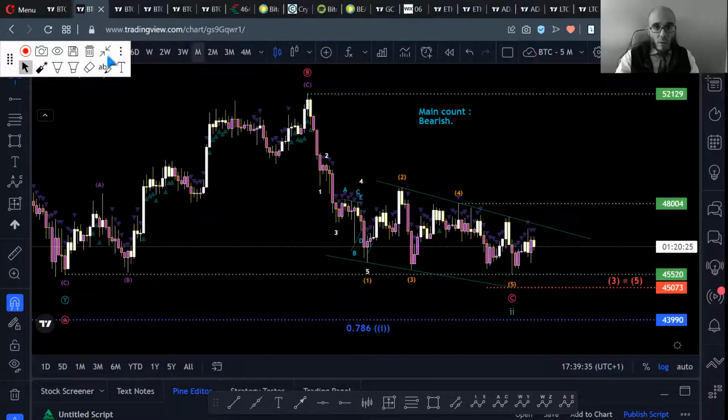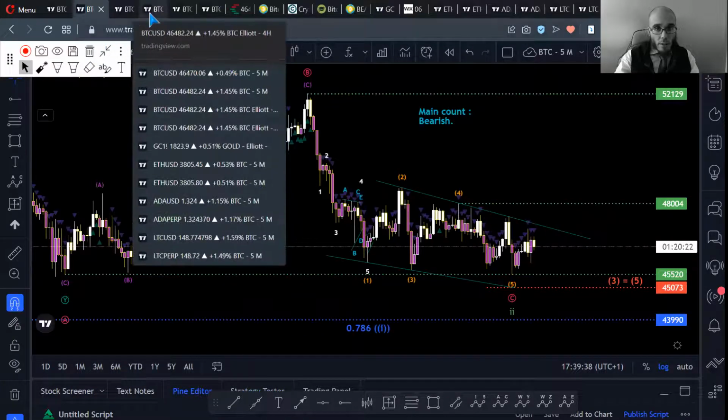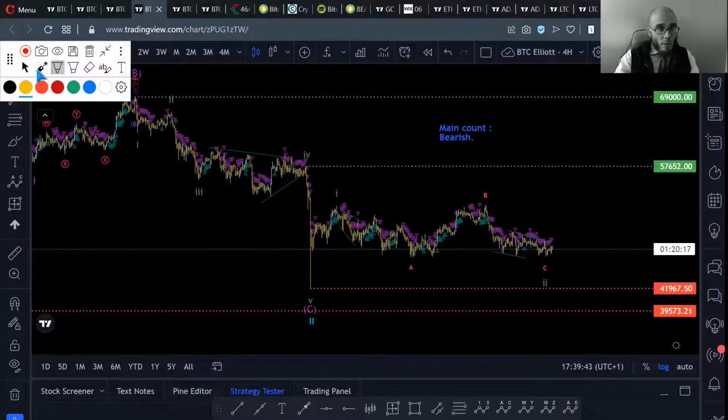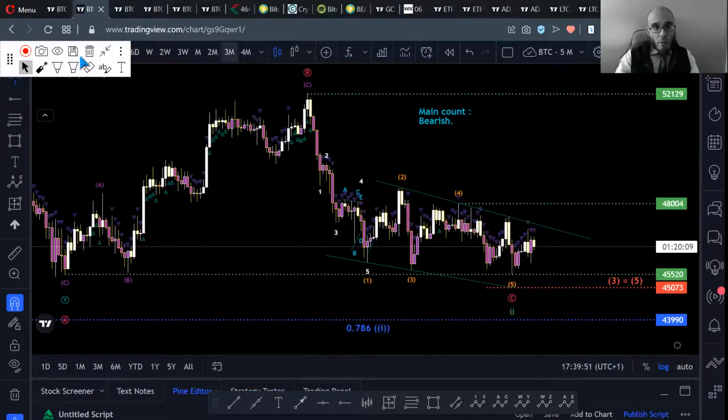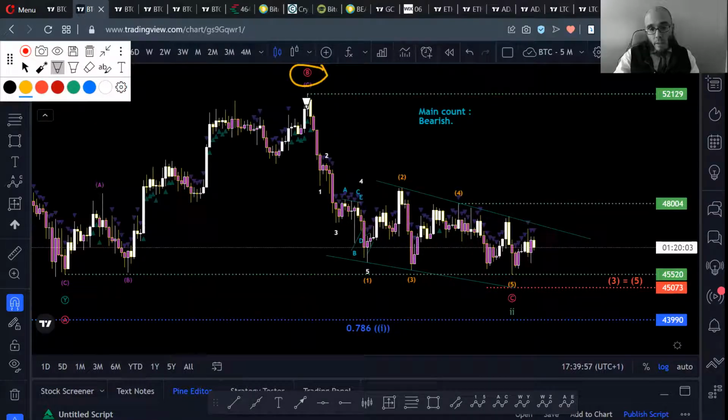So here you have the B wave. Let's go back. Here is the B wave top, and that is our B wave here. And once that happened, we had wave 1 down, 2, 3, 4, 5.